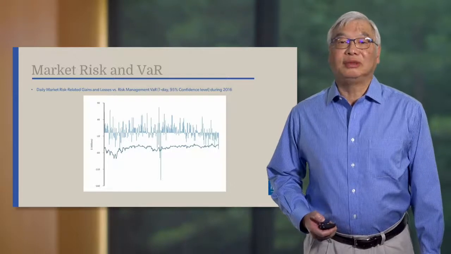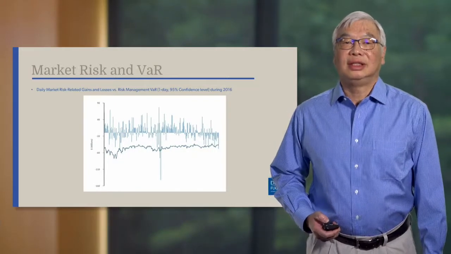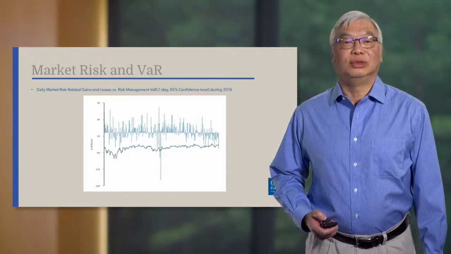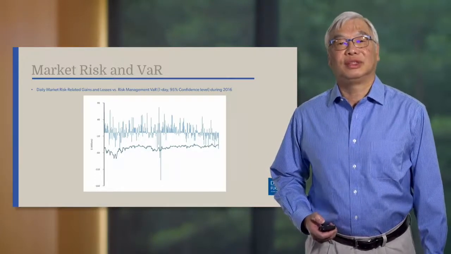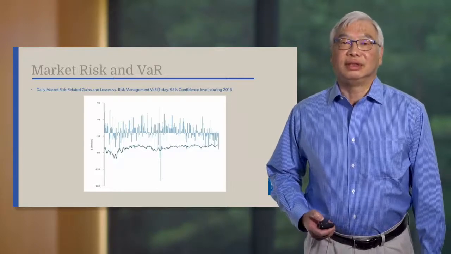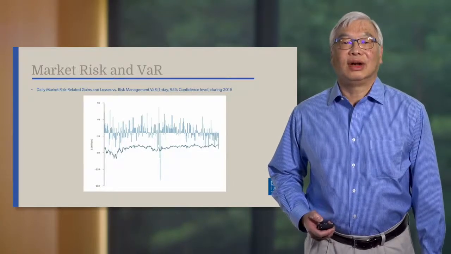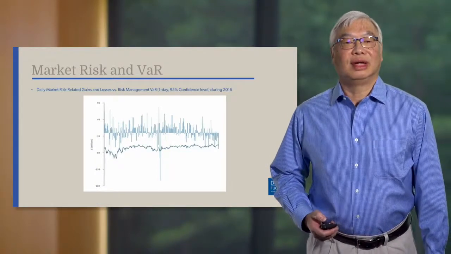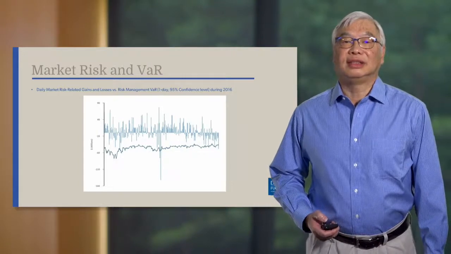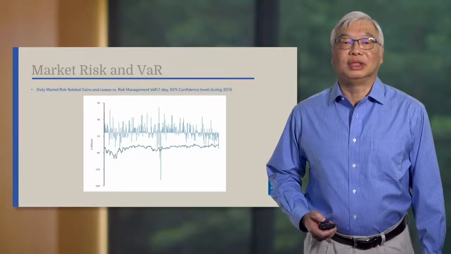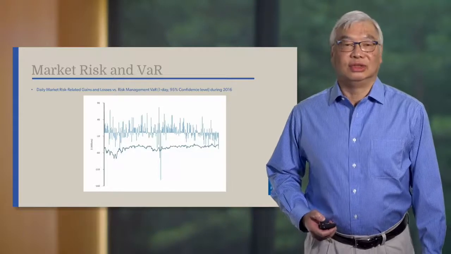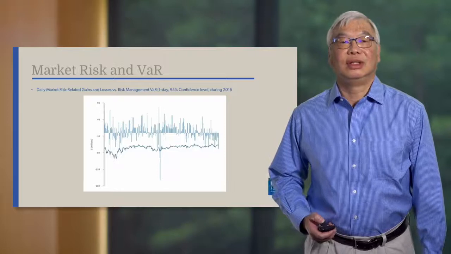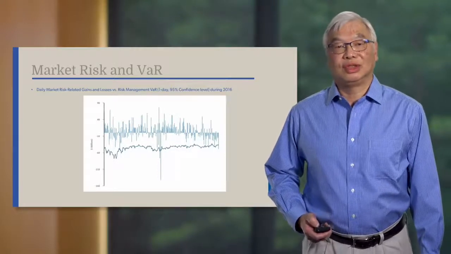Now, if JP Morgan's risk management VaR is correct, the actual losses in the vertical bars should not go below the dark blue line more than 5% of the time. As you can see from the chart, the actual daily losses in the vertical bars are mostly above the dark VaR line. So in 2016, JP Morgan's risk management VaR did a good job. In this course, I will show you how to produce a similar chart for a portfolio of stocks.